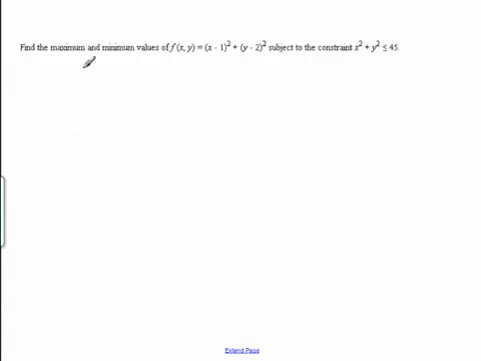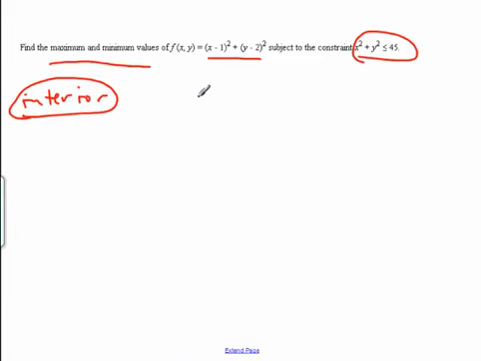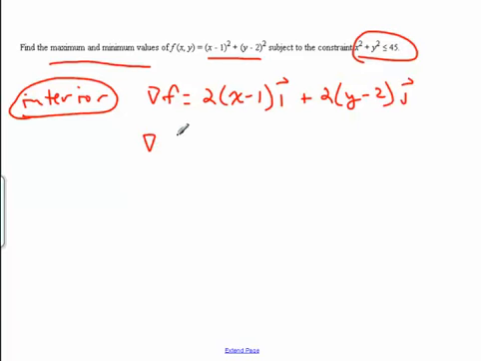So let's look at that. Let's find the maximum and minimum values given this function subject to the following constraint. So let's first do our interior. To find our interior local max or mins, we're going to find our gradient function. So gradient f equals 2x minus 1 i plus 2y minus 2 j. And by inspection, we can quickly see that this equals 0 at the point 1 comma 2. So is this a local max or min? We're not sure, but this is one of our points.